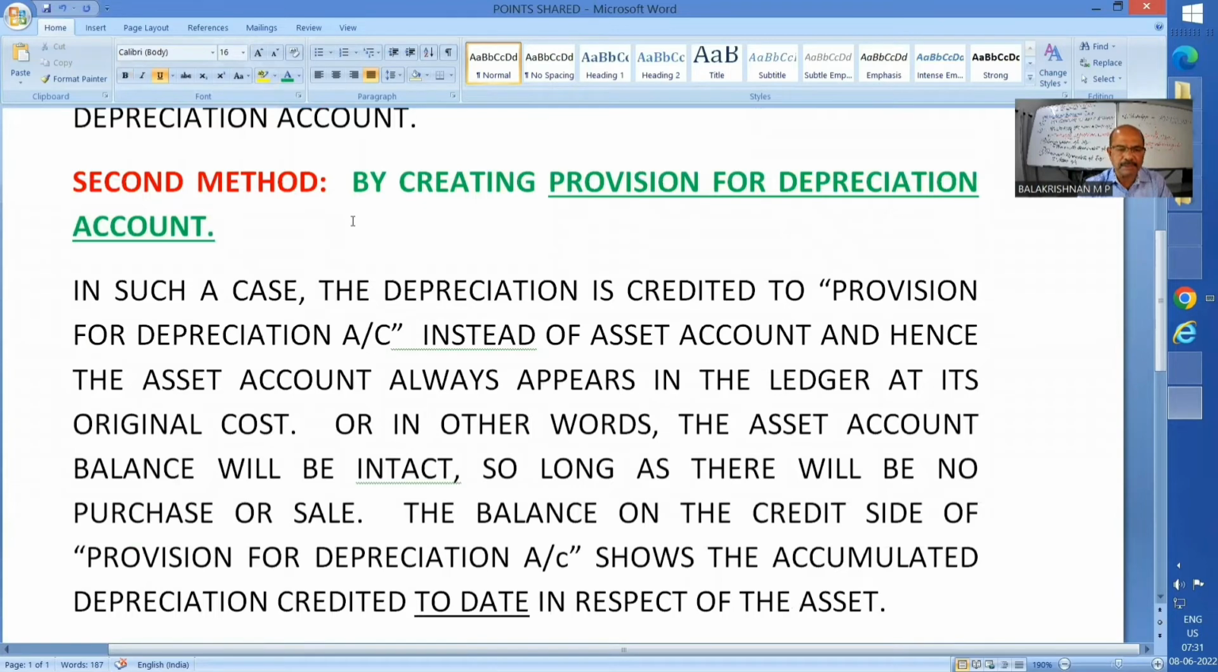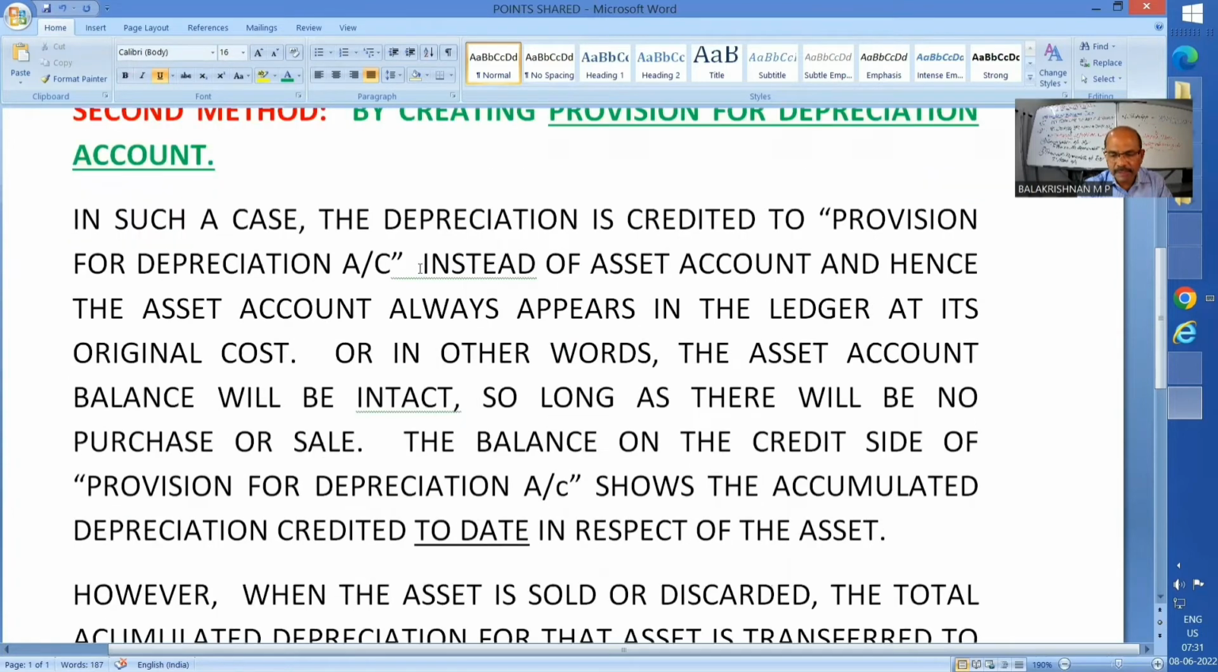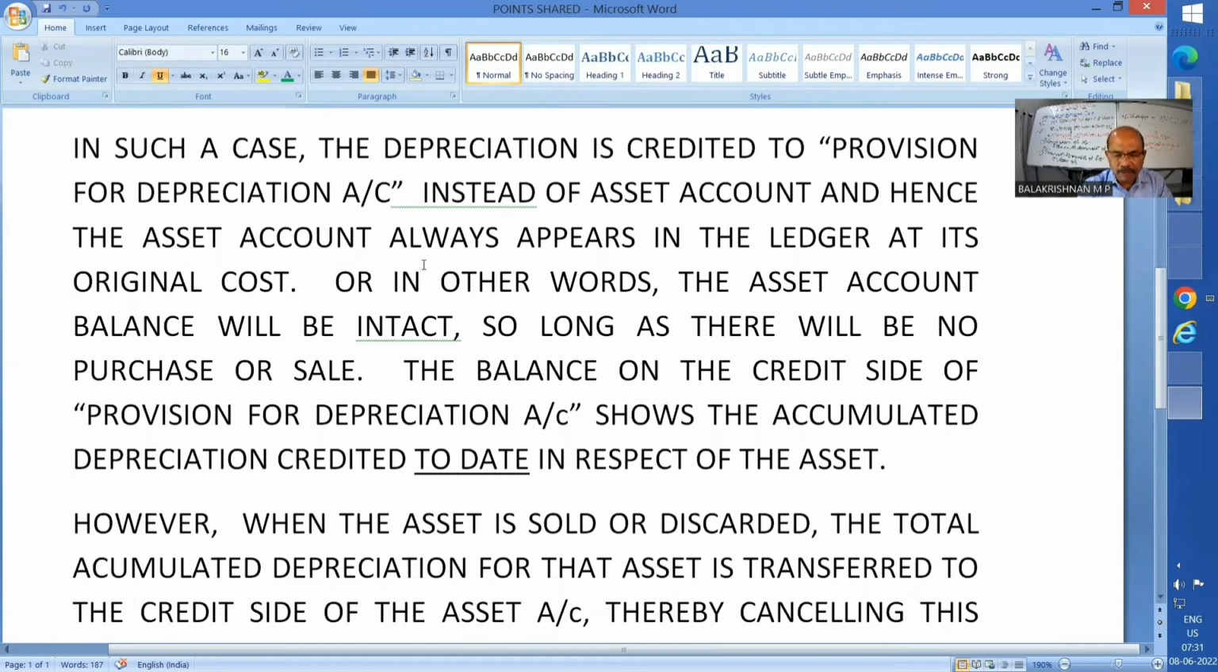Second method, by creating provision for depreciation account. Under this method, the depreciation is credited to provision for depreciation account instead of asset account, and hence the asset account always appears in the ledger at its original cost. Or in other words, the asset account balance will be intact so long as there is no purchase or sale. The balance on the credit side of provision for depreciation account shows the accumulated depreciation credited to date in respect of the asset. That means credited till date.